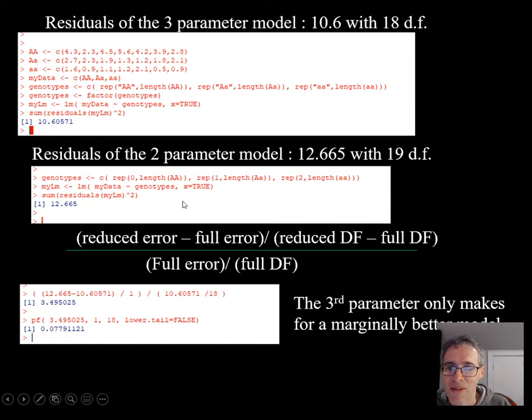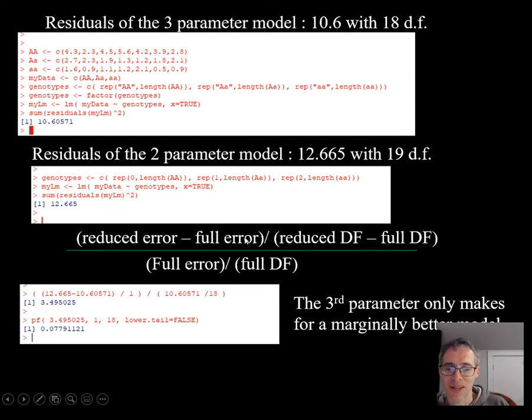Here I have the same framework, but now I'm representing the data as dose of the little a. So I either have 0, 1, or 2 of the little a's. So 0 if it's big A, 1 if it's one little a, or 2 little a's. I just rebuild the model, replacing genotypes with numbers. I rebuild the model, and I get the residuals here, and then I just grind through my formula.